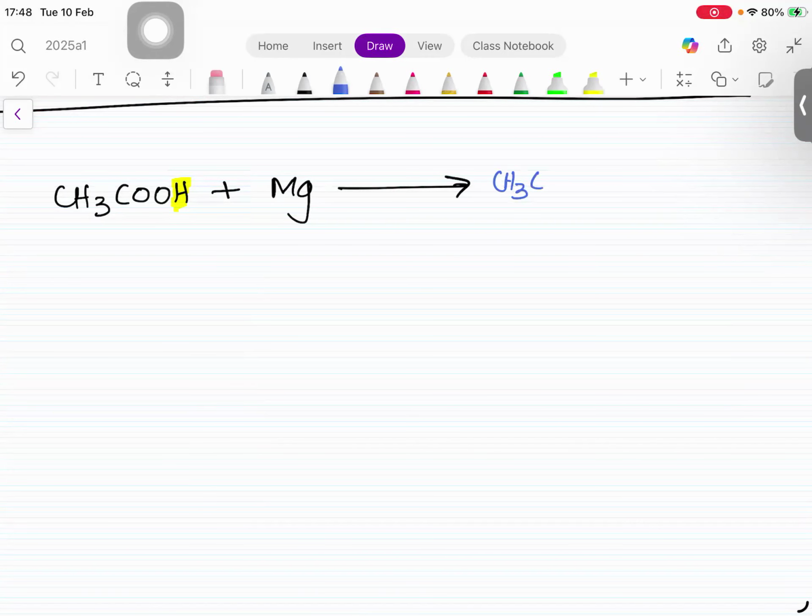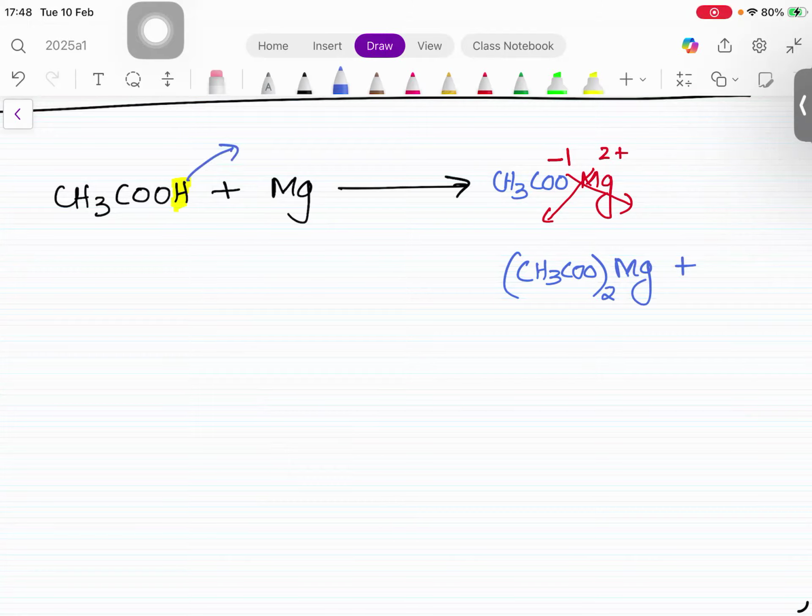So, CH3COO and then Mg. But you know, magnesium is in group 2, so it's not going to have a +1 charge. It is going to have a +2 charge. But the ethanoate still has a -1 charge. And we learned this in the formula writing chapter, that when the charges don't cancel, you have to cross multiply. So the formula of the salt, magnesium ethanoate, is (CH3COO)2Mg, plus obviously the hydrogen gas that is given off is H2.